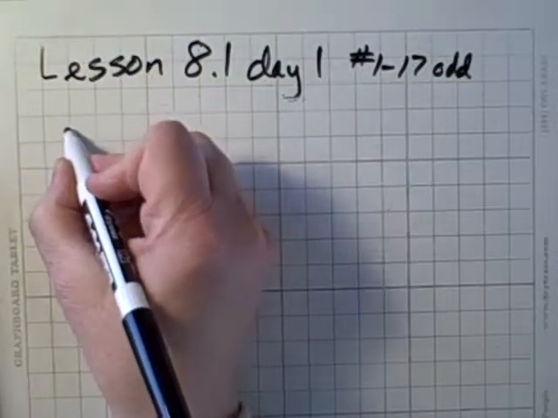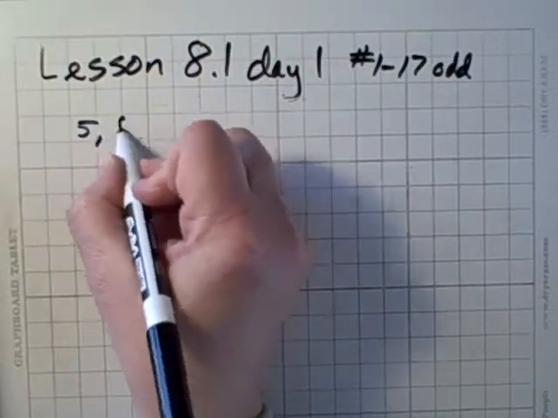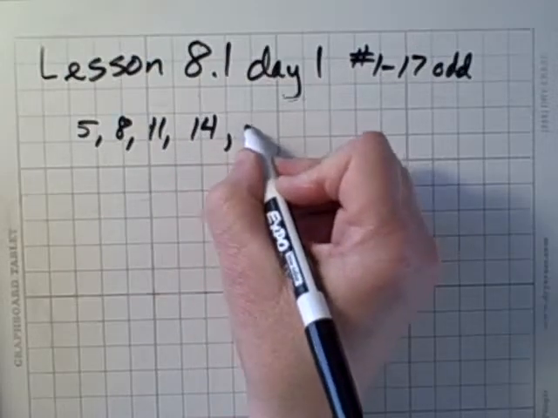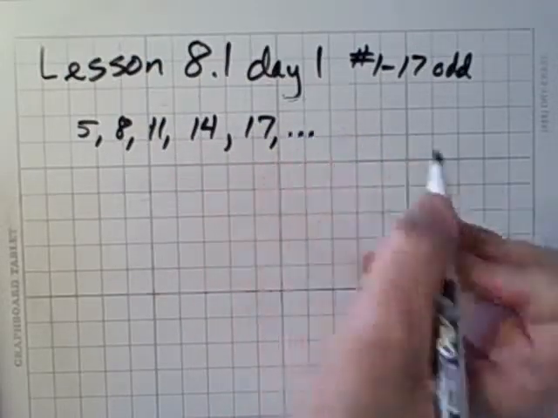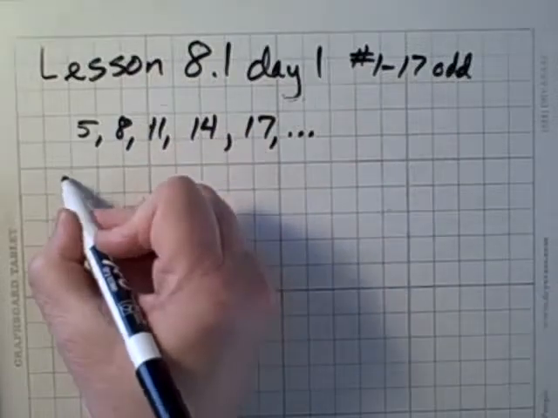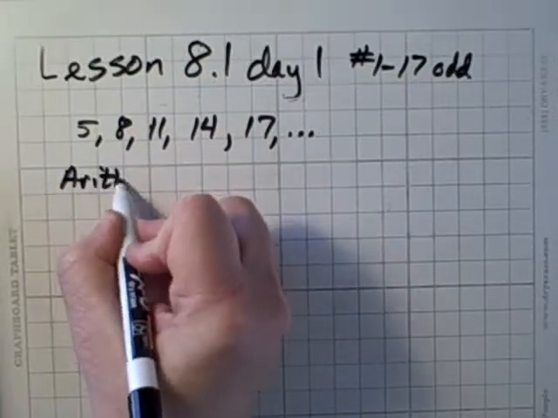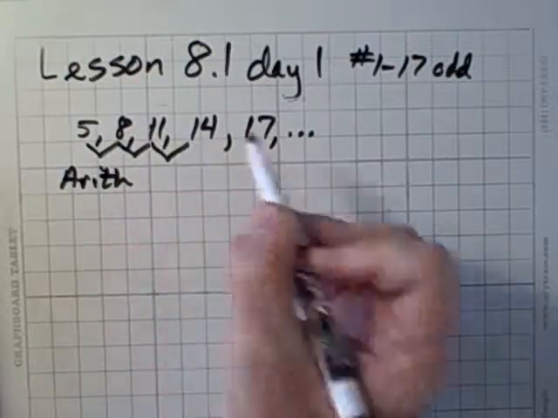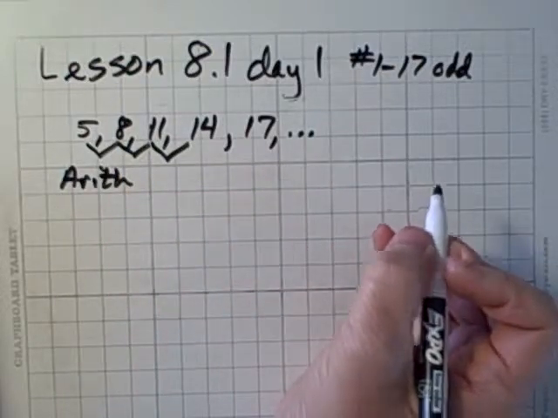An example of an arithmetic sequence would be 5, 8, 11, 14, 17, and so on. So yes, it's arithmetic, and we are adding 3 to get from one term to the next. That is referred to as the common difference.